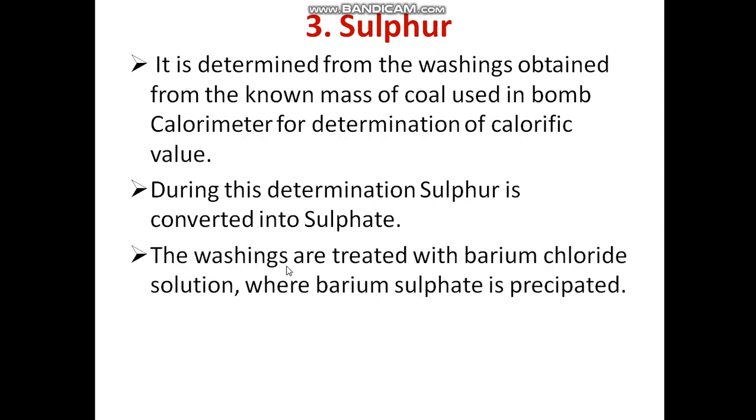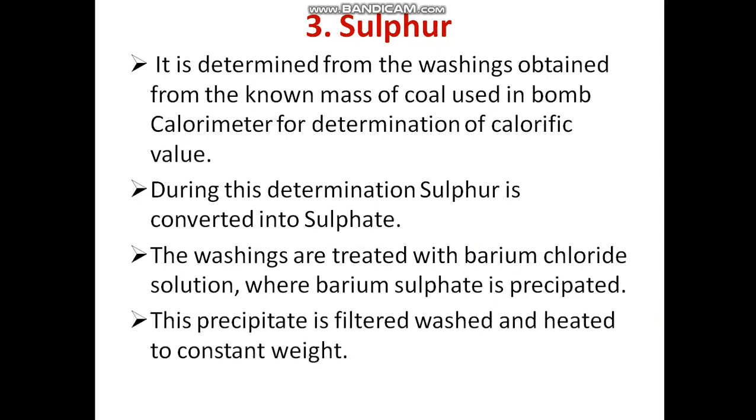The washing is then treated with barium chloride solution where barium sulfate is precipitated. So the sulfur is converted into sulfate, which is then treated with barium chloride and gets converted into barium sulfate, which is a precipitate. The precipitate of barium sulfate is filtered, washed and heated. We are going to wash it, filter it and heat it till we get a constant weight.